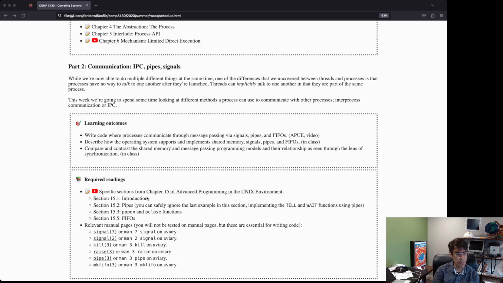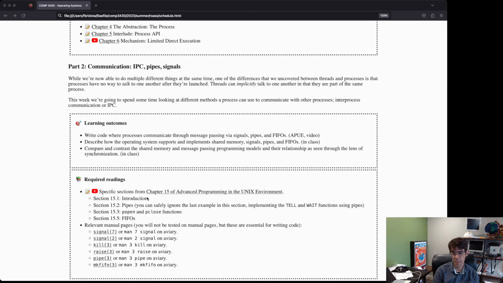The last learning outcome here: compare and contrast the shared memory and message passing programming models and their relationship as seen through the lens of synchronization. So we saw this a bunch of times. With synchronization, the keyword that I kept using was this word blocked. Blocked was the idea that when a process is running and it runs certain system calls, it's going to have to stop and wait for things to happen. One of those system calls was literally the wait system call, where we're waiting for a child process to finish.